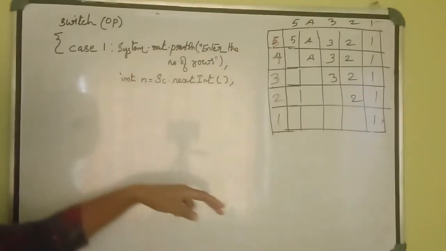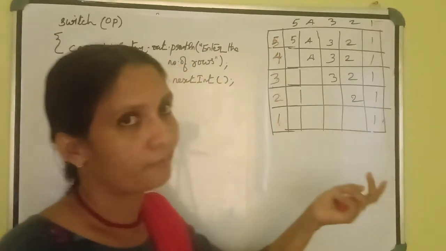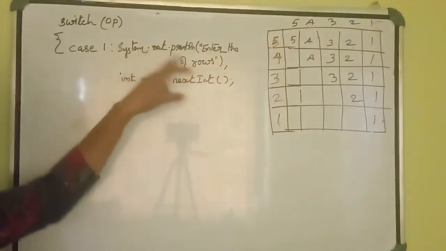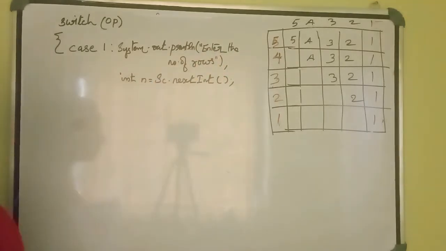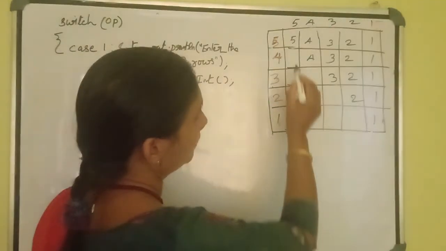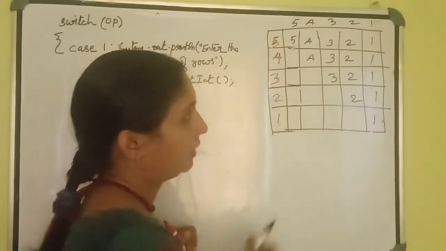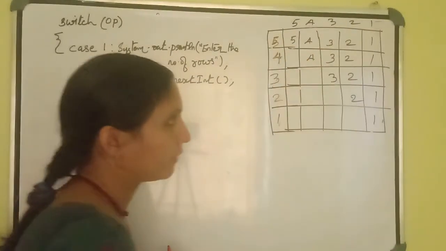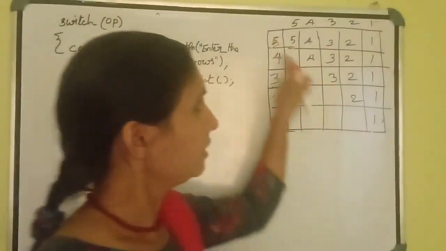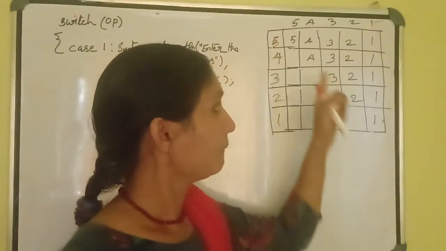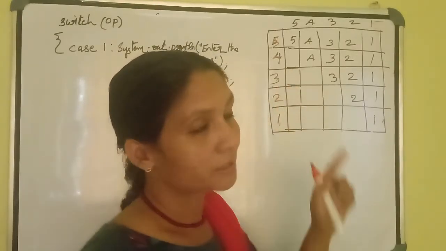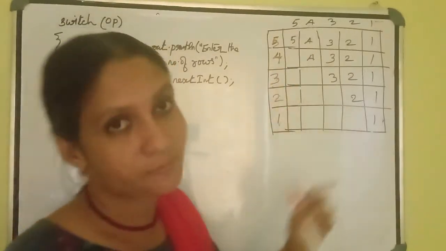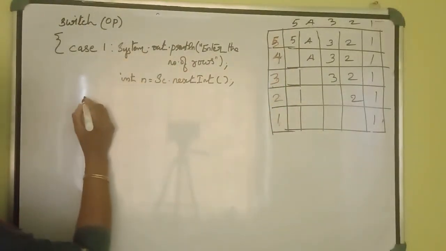First we need to take the number of rows. For that I give a message, enter the number of rows, and we read it from the user using the nextInt function and store it in int n. Listen to this pattern style. Here we have some blank spaces and some values with a triangle pattern. We know how to print this one, but we have to add another for loop to handle the blank spaces.